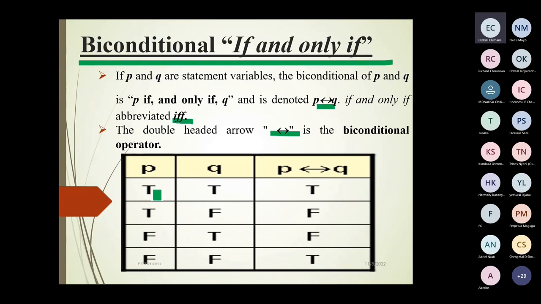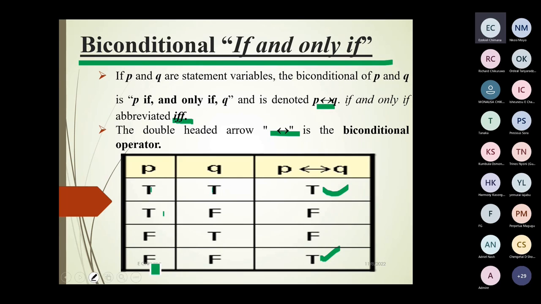So true if and only if true is true, then true implies false and false implies true. This one will be false. Why? Because we are saying true implies false, and at the same time we are saying false implies true. So false implies true is fine, but true implies false is what? It's false. So overall we put a false here. False implies true and true implies false here, we put a false. And then false implies false, false implies false, it's always true. So you put a true here. So it is only true whenever it has got the same input.